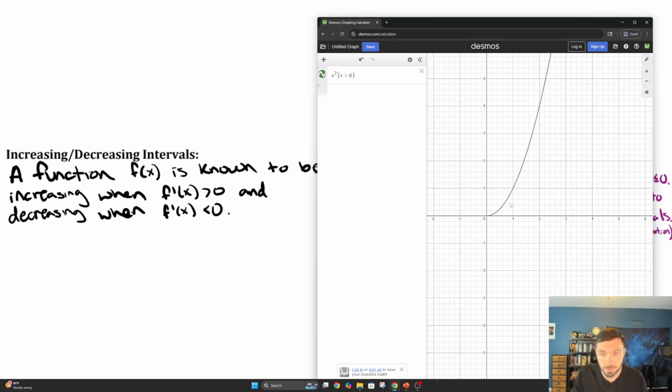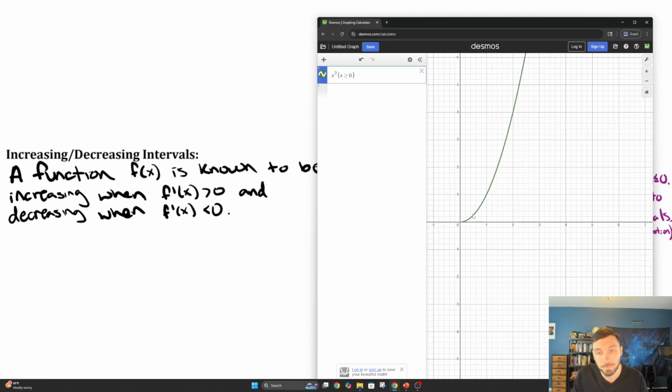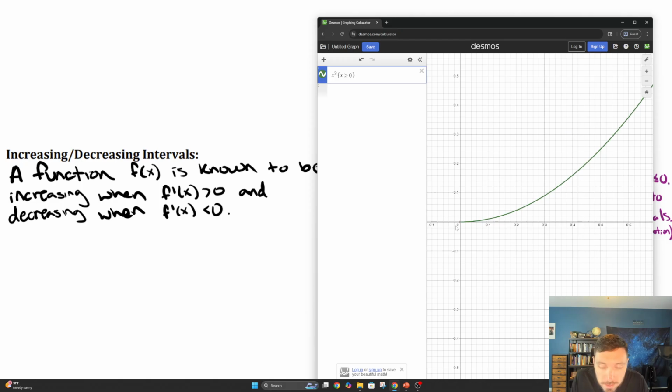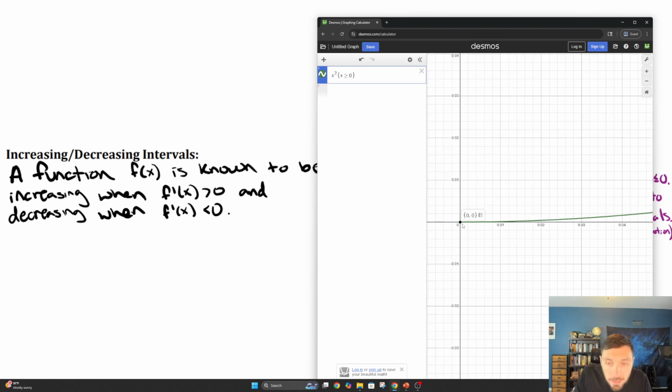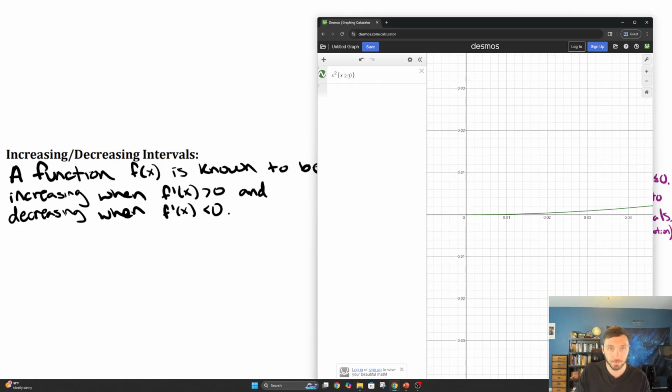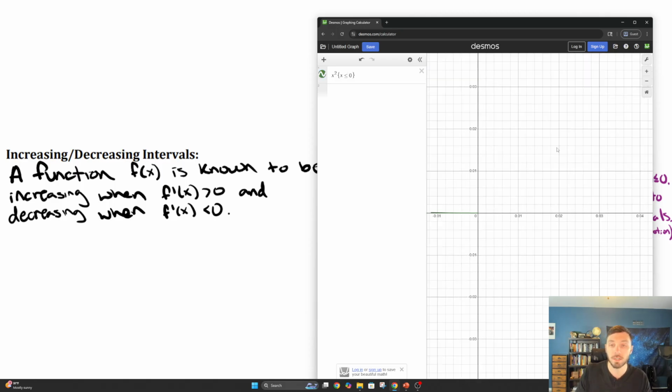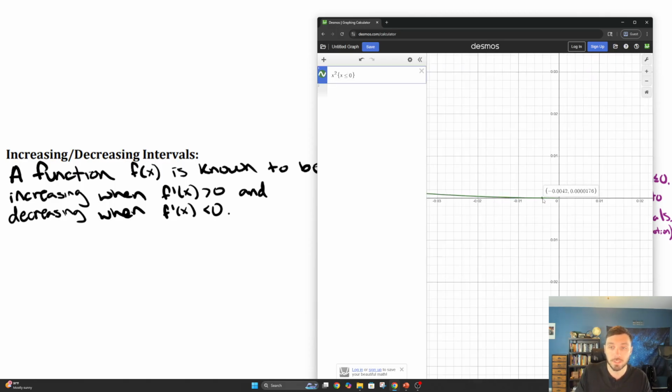So we can see here this function is increasing the whole time, right? Because if you zoom in at 0, when the derivative is exactly equal to 0, this is a critical point. Immediately to its right, it went up, so it's a member of the interval of increase. Likewise, the same thing over here, it's a member of the interval of decrease.